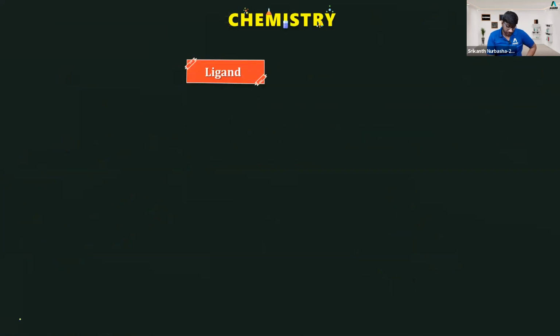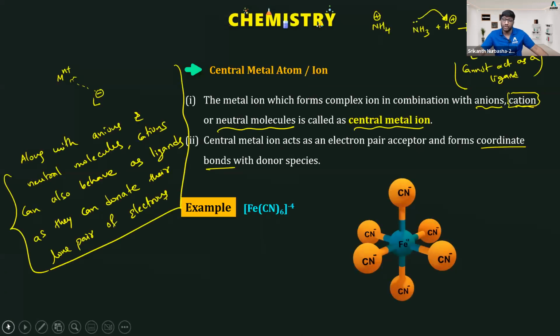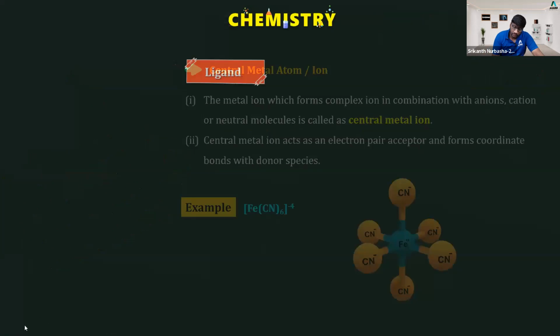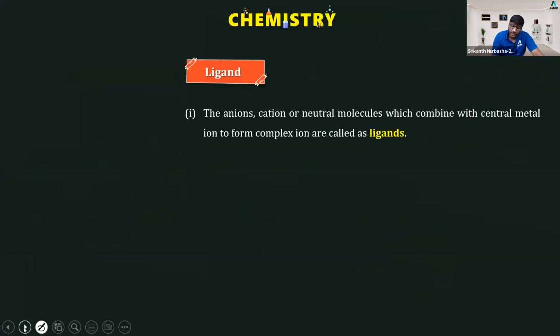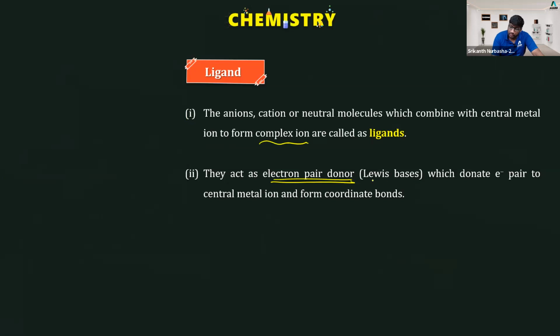Then comes ligands. Note it down if you want to. You can take short notes. Then comes ligand, students. The anions, cations, or neutral molecules which combine with the central metal ion to form a complex ion are called ligands. They act as electron pair donors, Lewis bases, which donate an electron pair to the central metal ion and form coordinate bonds.